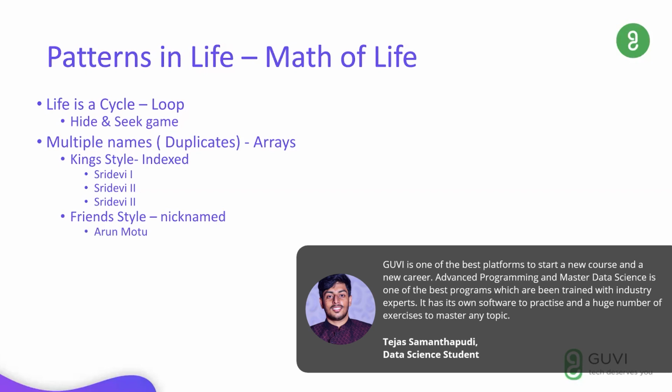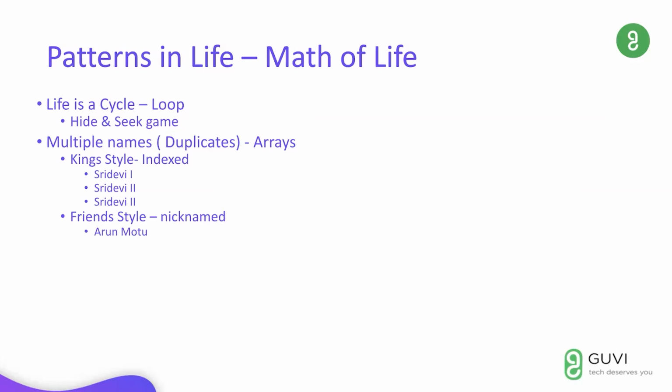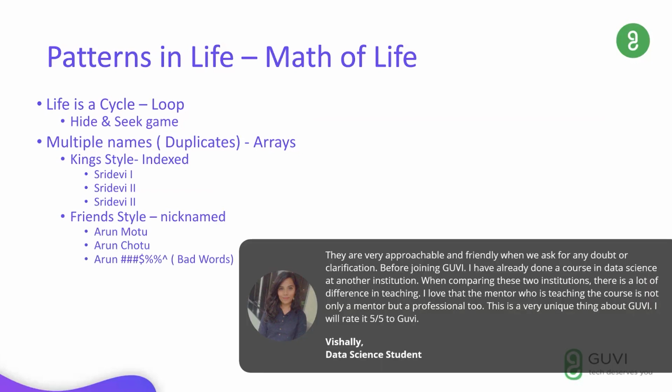And there is another style: everybody will have a nickname. For example, in my class itself, I have 3 Aruns. Arun is a pretty common name. So there is a short Arun, tall Arun, black Arun, like that different Aruns you will have. Sometimes we used to have bad words as a nickname, and we called them that as well. These are the 2 ways you can differentiate when you have multiple people with the same names.